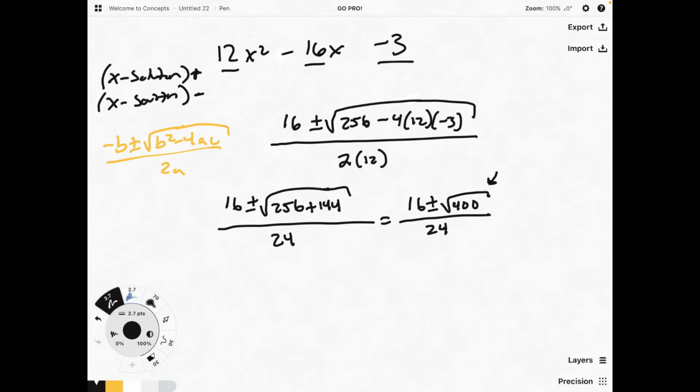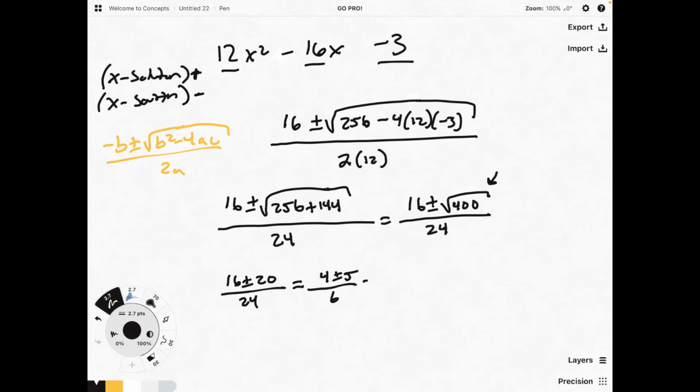And so with that in mind, we're going to simplify. We're going to get 16 plus or minus the square root of 400 is 20 divided by 24. And therefore, if we reduce everything, 16, 24, 4, they all have a common factor of 4. So if we divide 16 by 4, we're going to get 4. If we divide 20 by 4, we're going to get 5. And if we divide 24 by 4, we're going to get 6.